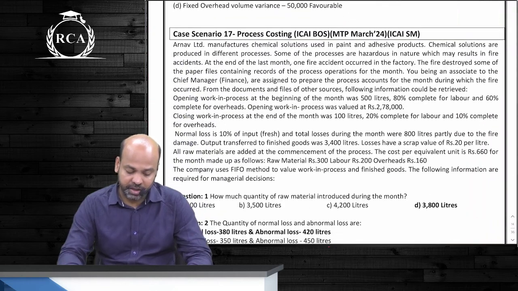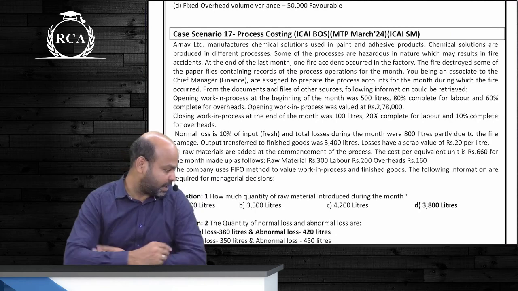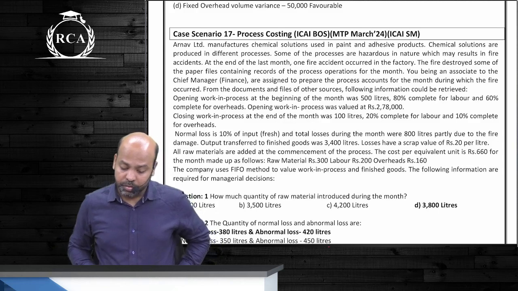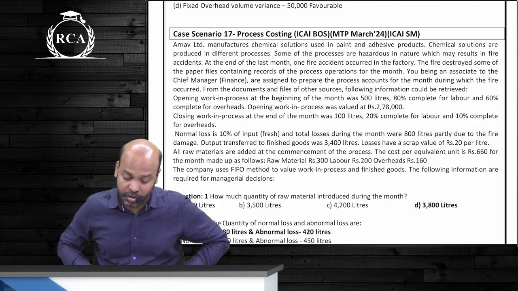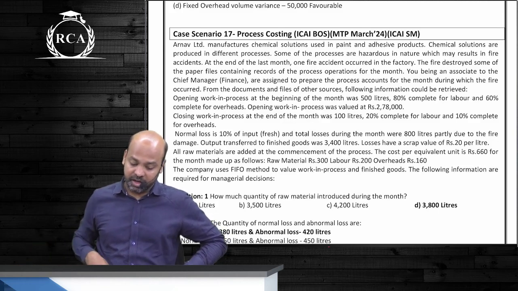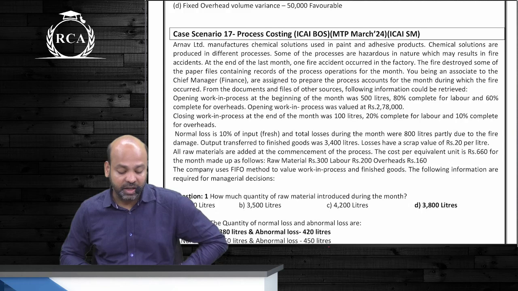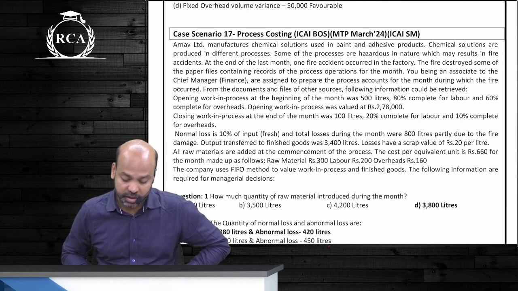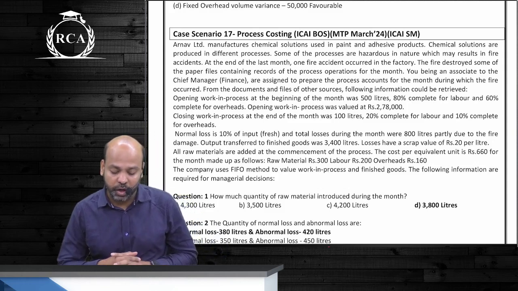Question number 17, guys. Arnav Limited manufactures chemical solutions used in paint and adhesive products. Chemical solutions are produced in different processes. Some of the processes are hazardous in nature, which may result in fire accidents. At the end of the last month, one fire accident occurred in the factory. Fire destroyed some of the paper files containing records of the process operations for the month. You, being an associate to the chief manager finance, are assigned to prepare the process accounts for the month during which the fire occurred. From the documents and files of other sources, the following information could be retrieved.